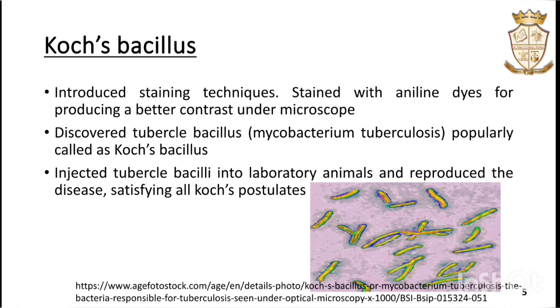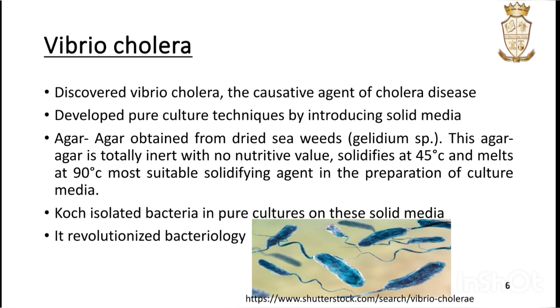Koch's bacillus. He introduced staining techniques, stained with aniline dyes for producing a better contrast under the microscope. He discovered tubercle bacillus, popularly called Koch's bacillus. Vibrio cholerae. Discovered Vibrio cholerae, the causative agent of cholera disease.